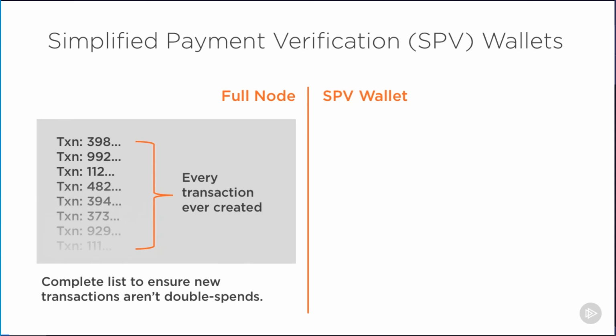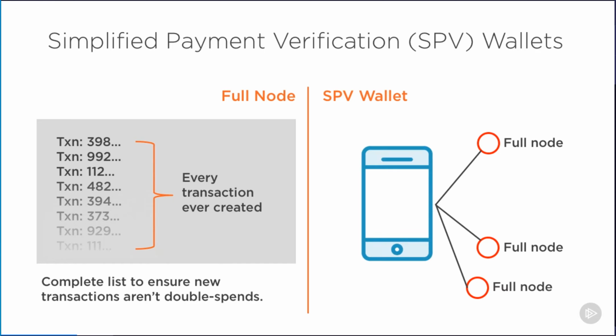A final topic to mention is SPV wallets, or Simplified Payment Verification Wallets. While a full node has a complete list of every transaction ever made that it can check against to make sure a new transaction is not already spent, mobile phone wallets don't have the resources for this. Mobile wallets must check with the full node to see if a transaction is valid, and ideally several full nodes.